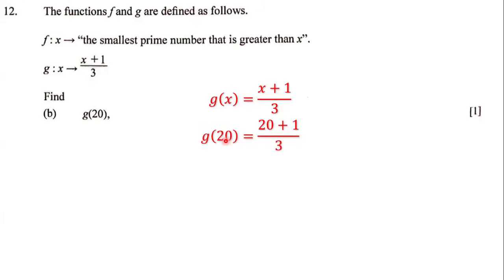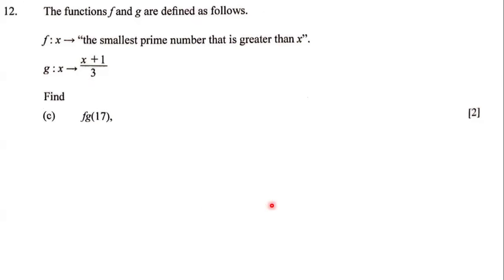So g of 20 is equal to 20 plus 1. And 20 plus 1 is definitely 21. So we have 21 divided by 3. And 21 divided by 3 is definitely 7. So g of 20 is actually 7. Next, what is fg of 17?